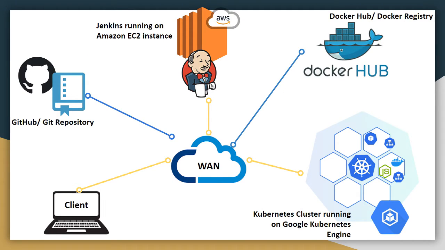Now we can see in this slide our physical topology. We use a local machine, that's our client. We use a GitHub repository. We use Jenkins running on an Amazon EC2 instance. We use Docker Hub, and we also have our Kubernetes cluster running on Google Kubernetes Engine. That basically sums up the software and technologies we used.